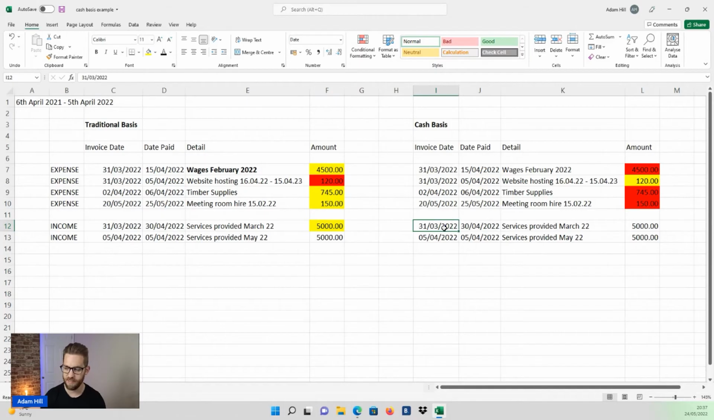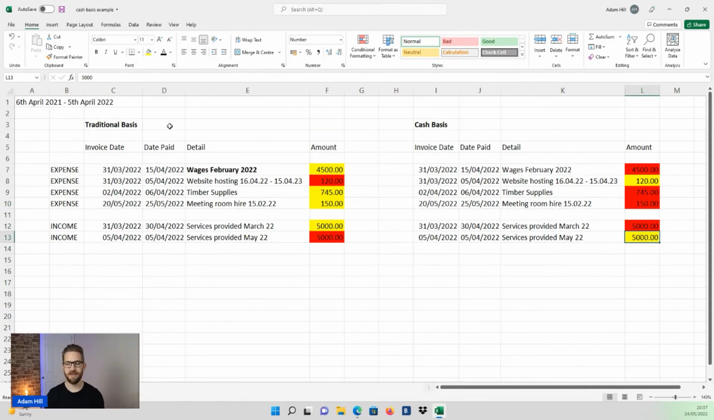Under the cash basis, we only care about the date paid or the date received in this case. So we received this outside of our accounting period after the 5th of April. So we're not going to include that one. So I'm going to mark it red. And then the last one, invoiced within the accounting period on the last day, received in the accounting period, but it relates to future services. It relates to May 22, which is outside of our accounting period. So under traditional accounting, we don't include that. Under cash basis, we definitely include it because it happened on the last day of our accounting period. So we're going to mark that one yellow.